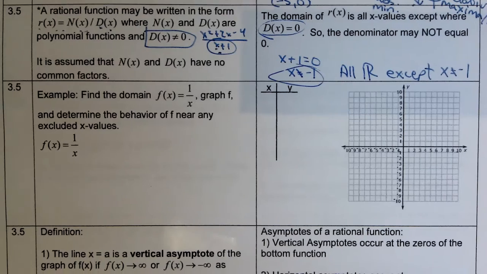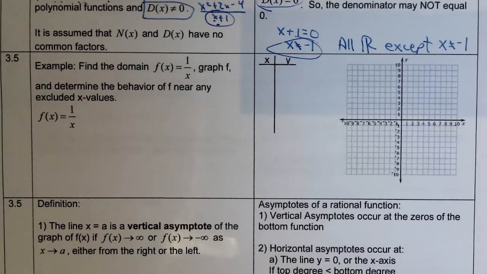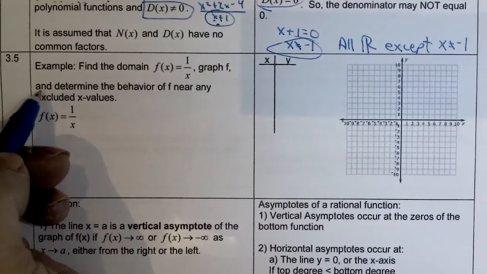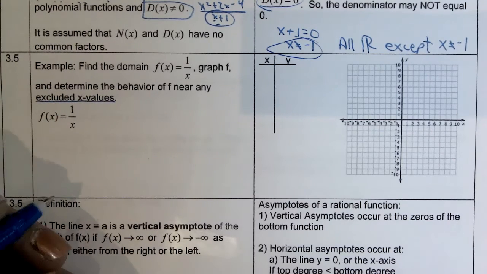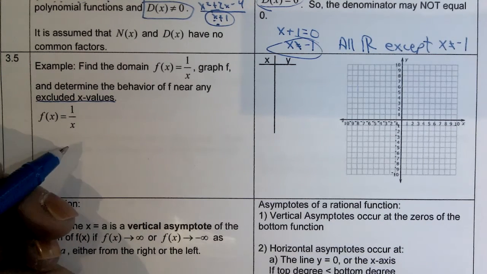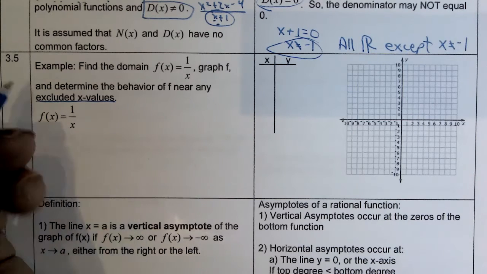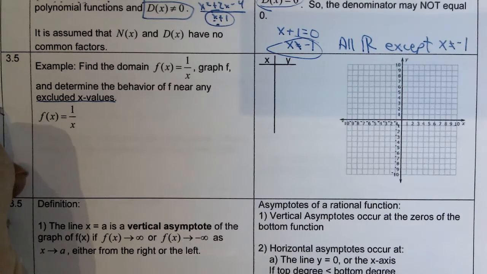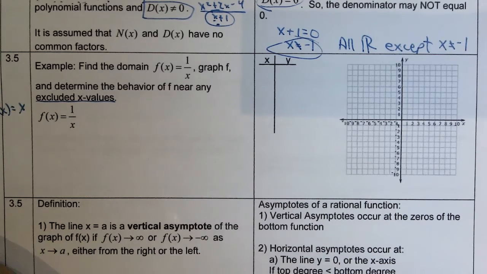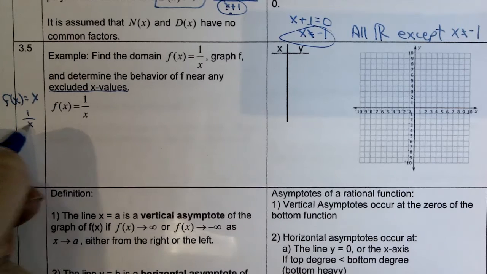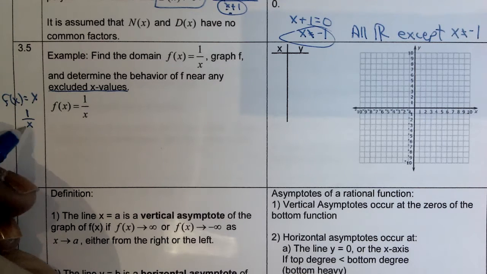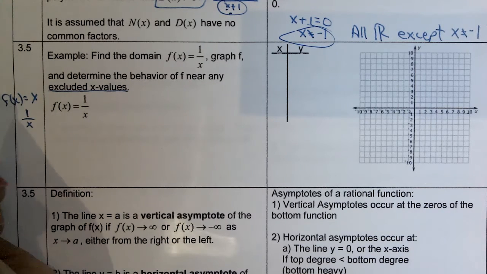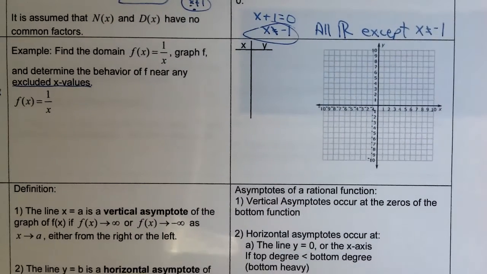So let's actually take a look at this function. It says find the domain for the function f of x equals 1 over x, graph it, and determine the behavior of f near any excluded x values. So 1 over x is actually a parent function, called the reciprocal parent function. f of x equals x is a parent function, you guys know, and the reciprocal of that is 1 over x. You can still do vertical stretches, shifts, horizontal stretches and shifts, and reflections, the same way you would with any other function. But this one is special. So let's take a look at what this function looks like.